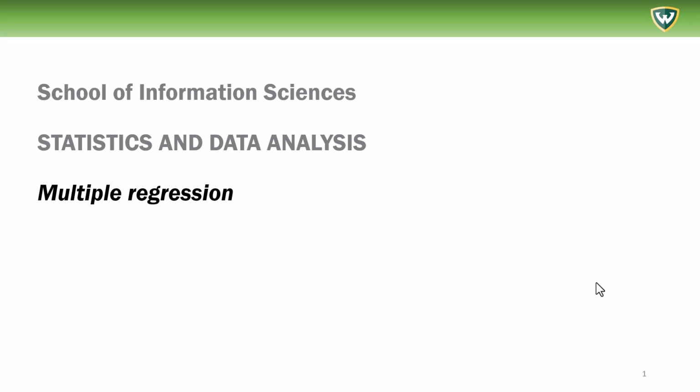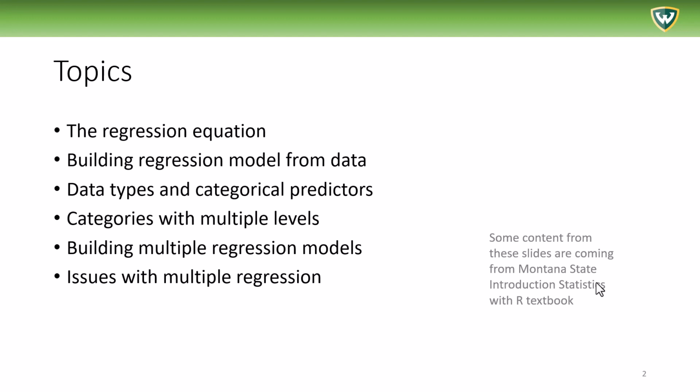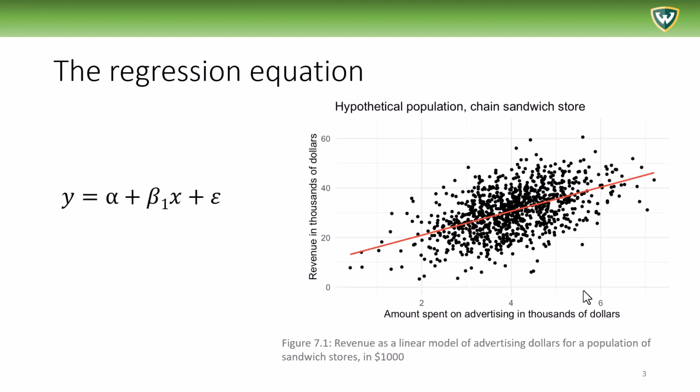Hi everyone. Today we're going to be talking about multiple regression, and we're going to talk about the regression equation, building regression models from data types and categorical predictors, the categories with multiple levels. So these are variables that have multiple categories, and we need to do some modification, building multiple regression models, and issues with multiple regression. And so let's get to it.